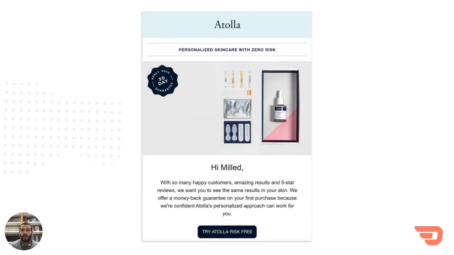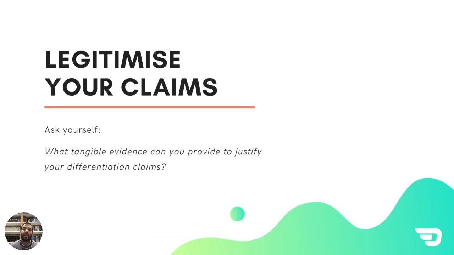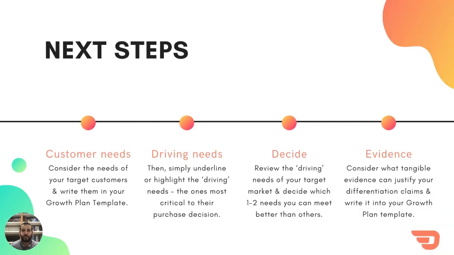Another example is Atola, an AI-powered skincare brand that creates customized beauty serums. Having data and technology at its core, this company, Atola, showcases confidence in its product by offering a money-back guarantee on your first purchase. Again, a powerful example of legitimacy. And just like these businesses, your task now is to ask yourself, what tangible evidence can you provide to justify your differentiation claims? Now, what are the key actions to take from here?